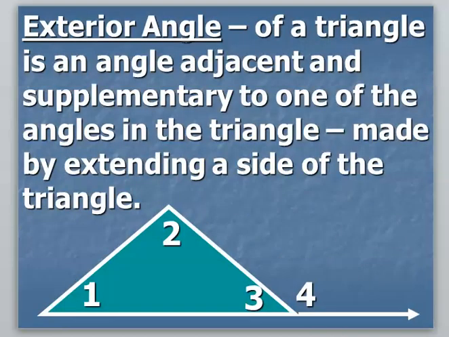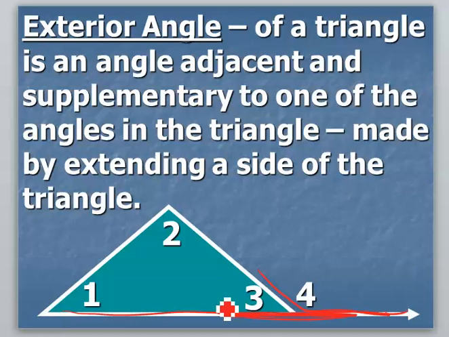We're also going to talk about different angles in our triangles, and again, this is the first half of this section that we will be testing on. We have exterior angles. An exterior angle of a triangle is an angle adjacent and supplementary to one of the angles in the triangle, made by extending a side. So this side has been extended, and we have this exterior angle 4. It's adjacent to 3. They do make a line, so they're a linear pair. They're supplementary and add up to 180.